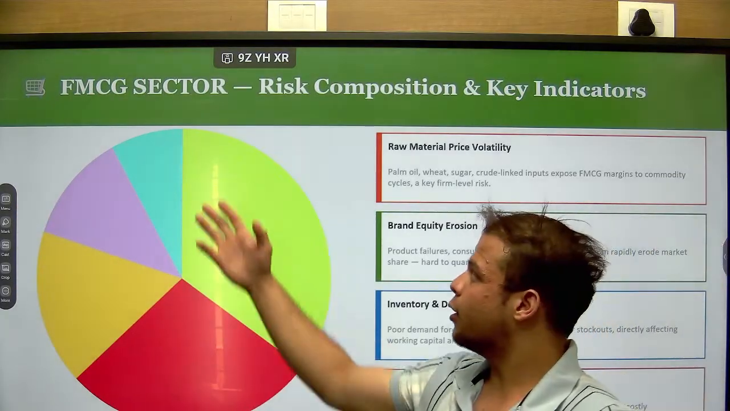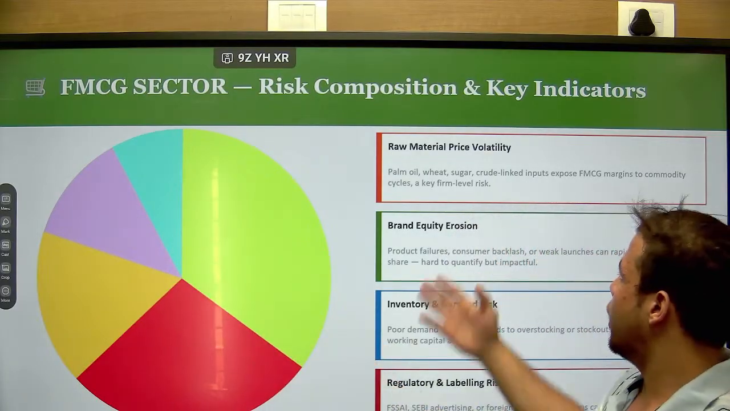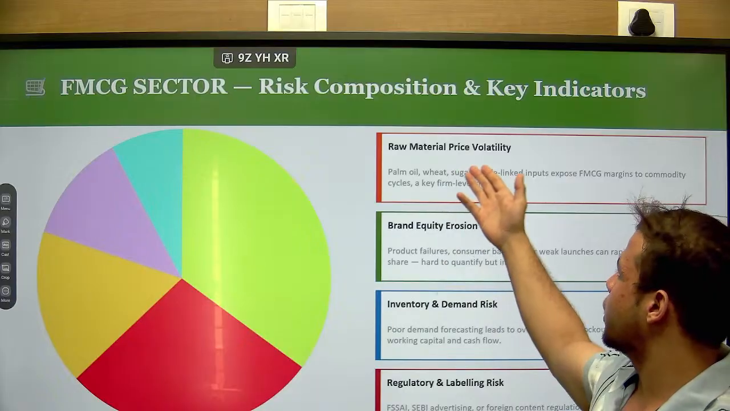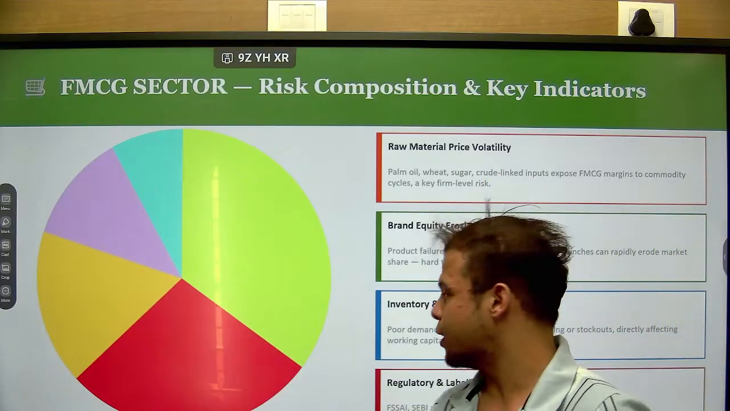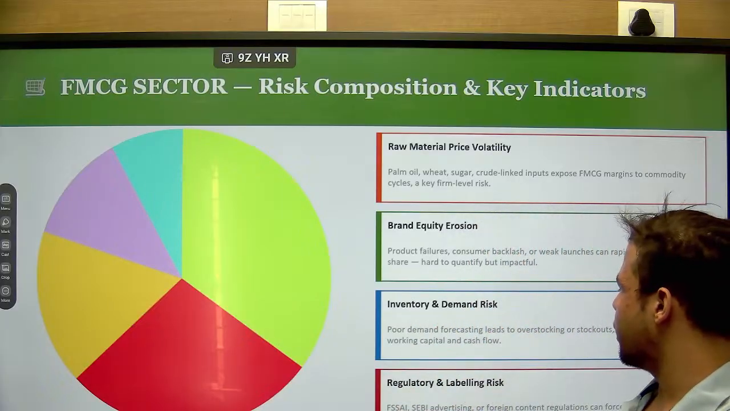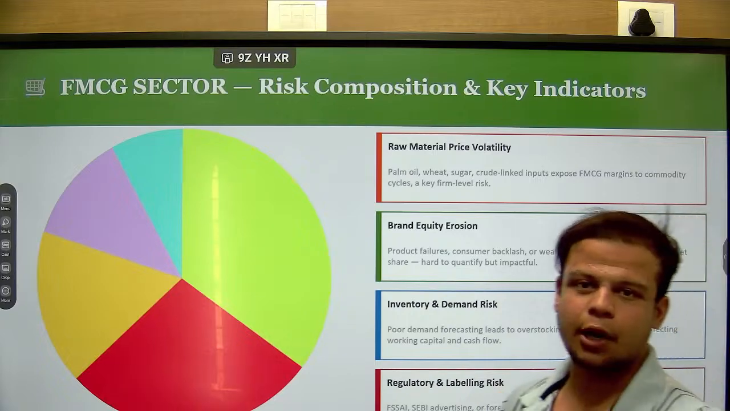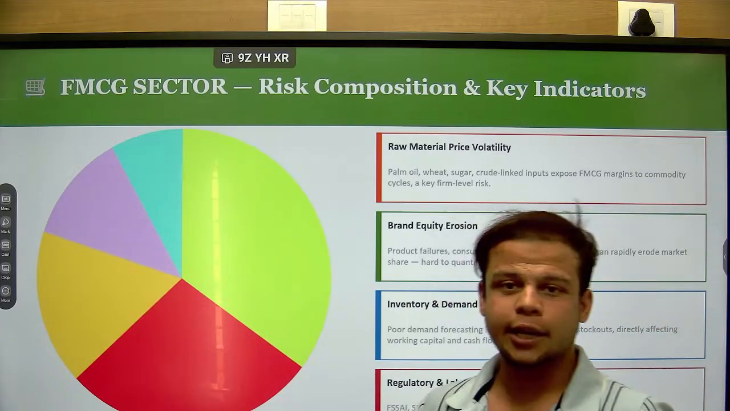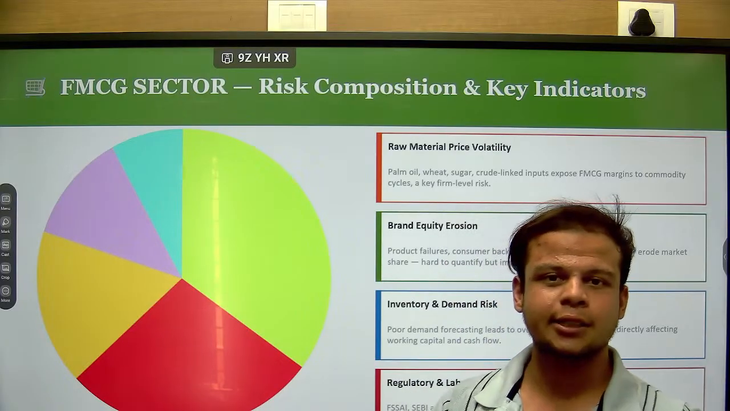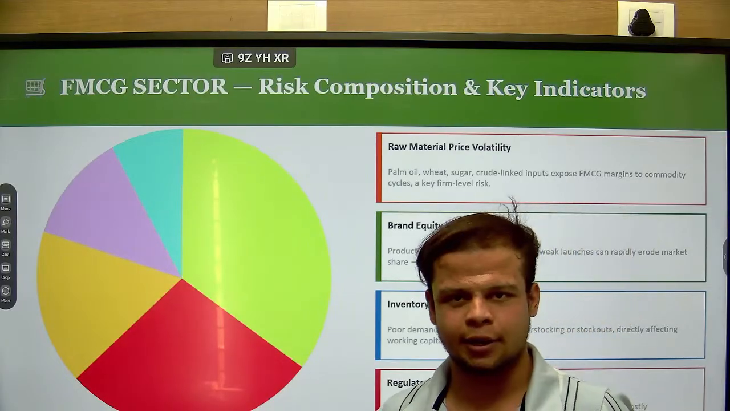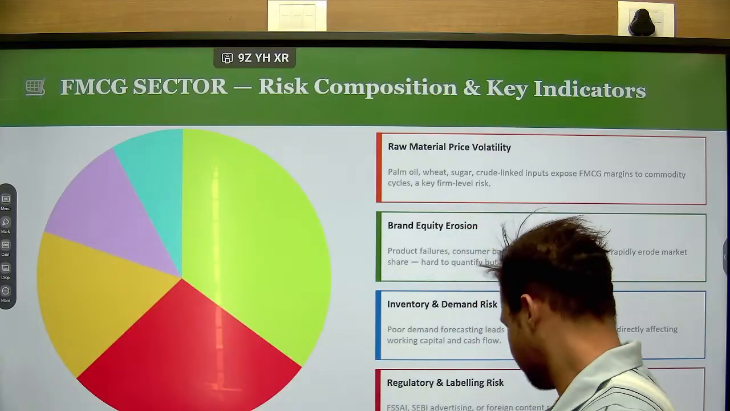Again, FMCG sector risks are identified through pie charts, where raw material price volatility and brand equity erosion are taken into consideration. Then inventory and demand risk, and regulatory and labeling risk. Regulatory and labeling risk is one of the important things because regulation plays a major role in any sector, but in FMCG, as it's the fourth largest sector in our economy, regulation plays a very important role and it's a major risk for them.